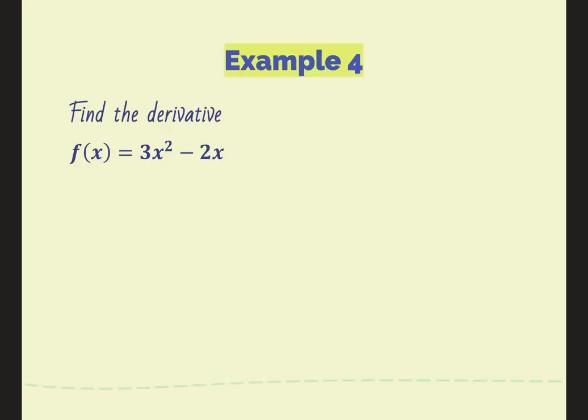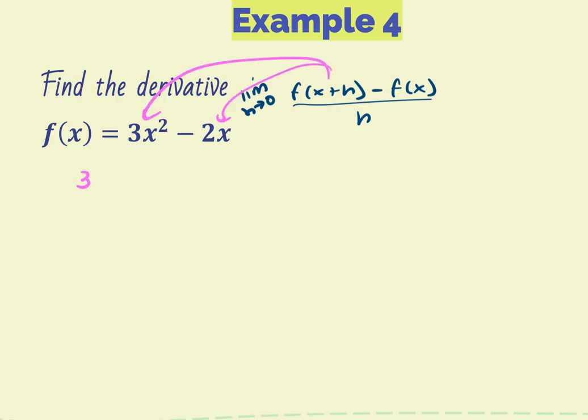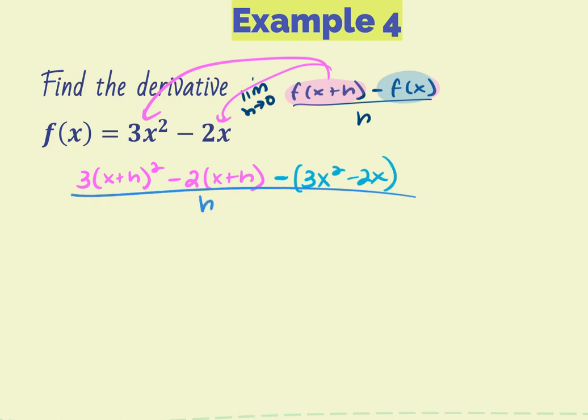So it says, find the derivative. And we're going to do f of x plus h minus f of x over h. And then we're going to find the limit of that as h approaches 0. So take the x plus h and plug it in: 3 times x plus h squared minus 2 times x plus h. That's the first part. Minus f of x, which is my original function, 3x squared minus 2x, all over h.